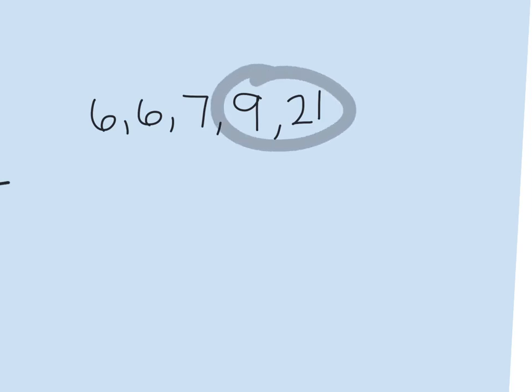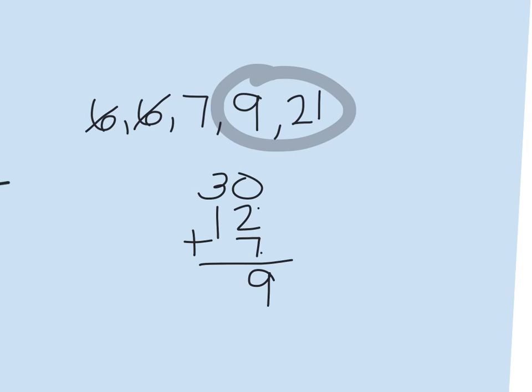We'll start with 6, 6, 7, 9, and 21. Now the first thing you want to do is add them up together, and I know that 9 plus 21 equals 30, so I've got 30, and 6 plus 6 equals 12, and then I would probably add 7 more to that, add it up. 7 plus 2 is 9, 3 plus 1 is 4, so 49.